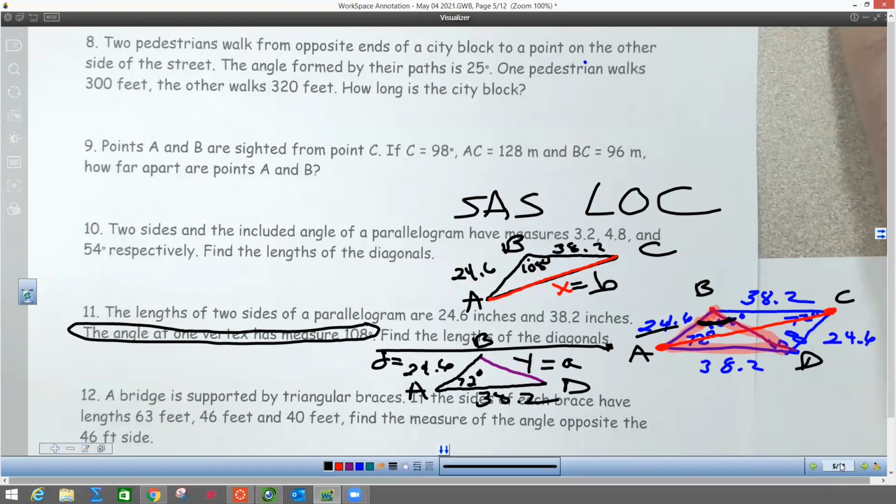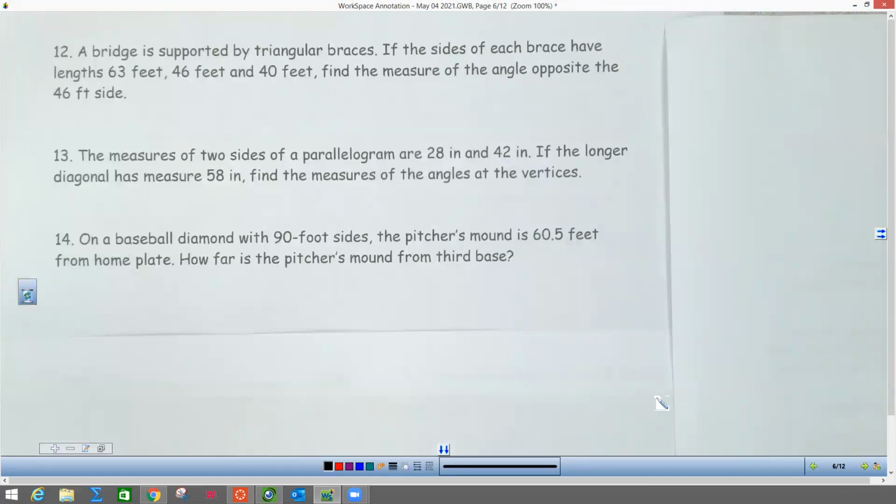Okay, so that was 11, and I think you guys want to see number 13 as well, right? Yeah, oh my gosh, this looks familiar.